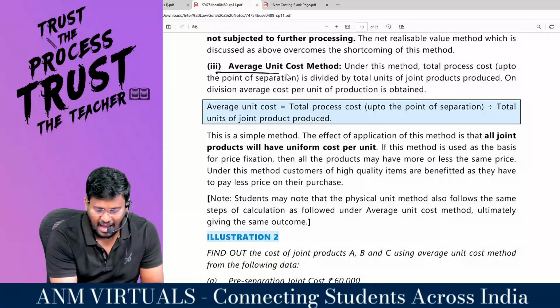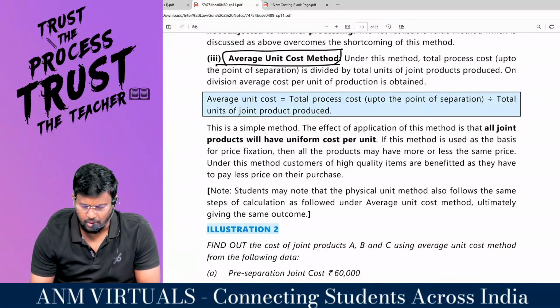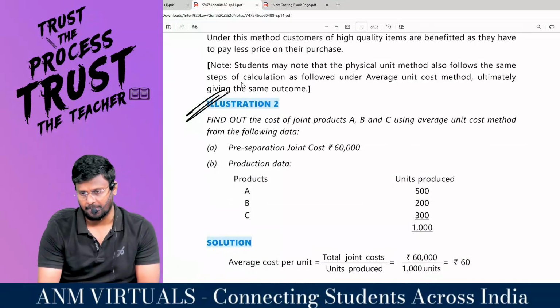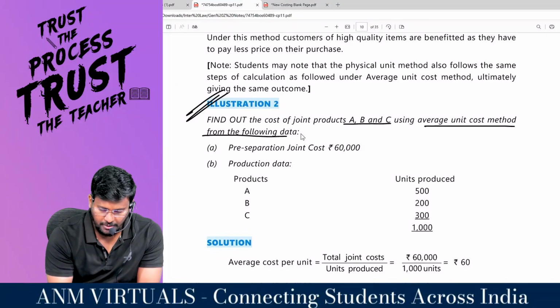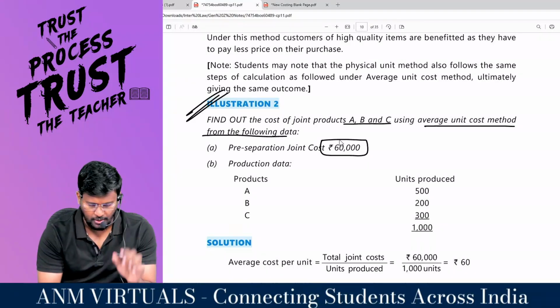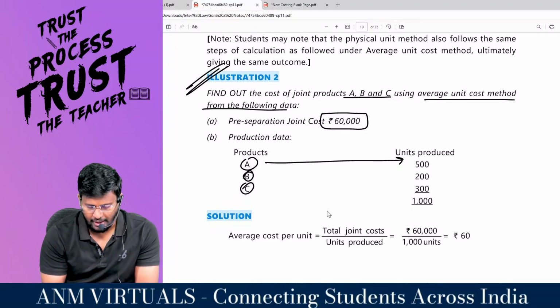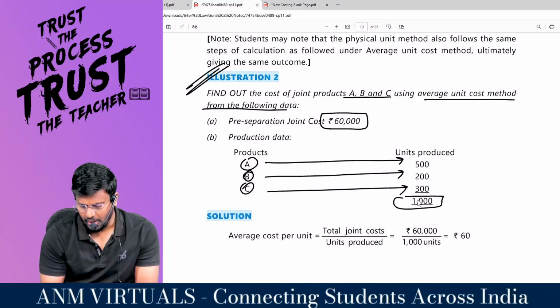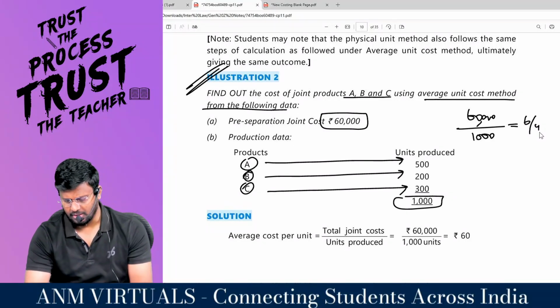Now coming to the average unit cost method, which is nothing but like the physical units method. I will do one sum, then you will understand. Find out the cost of joint products A, B and C using the average unit cost method from the following. Pre-separation joint cost, how much? 60,000. So a total of 60,000 has to be apportioned to A, B and C. A has 500 units. Total cost you have incurred divided by total number of units. 60,000 divided by 1,000, 60 per unit. Correct?